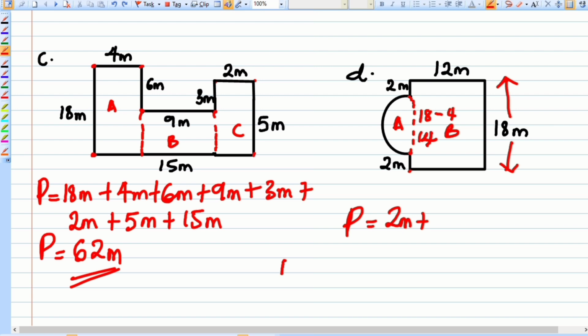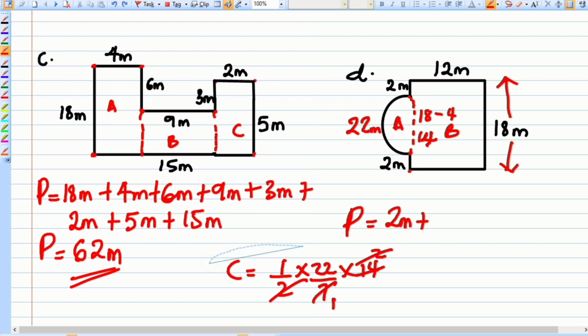So we use the formula again. The circumference of a semicircle will be half pi times the diameter, which is 14. Again, 7 here is 1, 7. So you see that 2 will cancel 2. We have 22. So the distance of this curve is 22 meters. Alright, so let's incorporate that in our calculation.